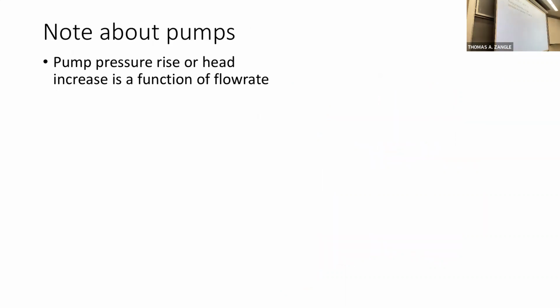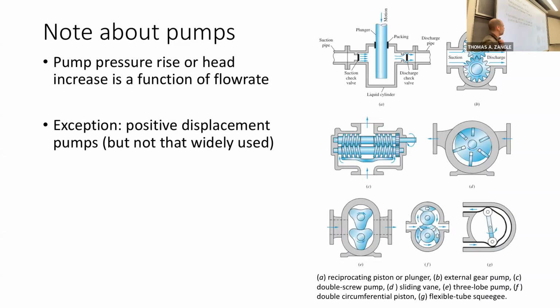So we've kind of simplified, and in our pump problems earlier, all we had to do was find the head provided by the pump, and from that we got power, and maybe we apply an efficiency in order to figure out the pump power. But in reality, for a pump, the pressure rise or the head increase provided by the pump is a function of the flow rate. And so there's an additional dependency in a real world pump problem that's not captured in what we've looked at so far. The exception would be positive displacement pumps, but those are not that widely used.